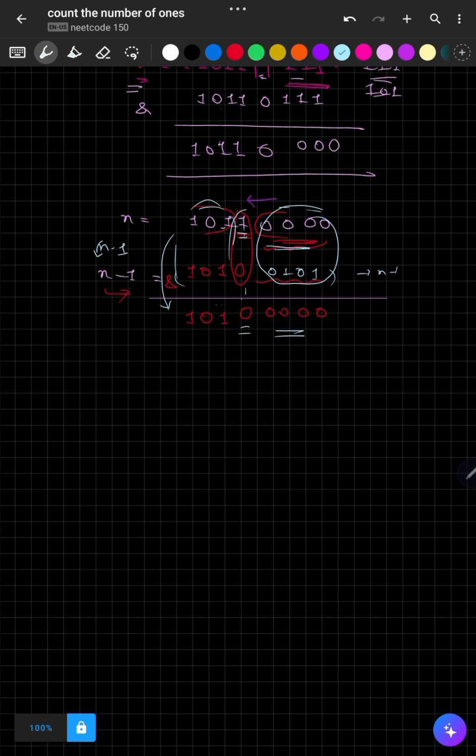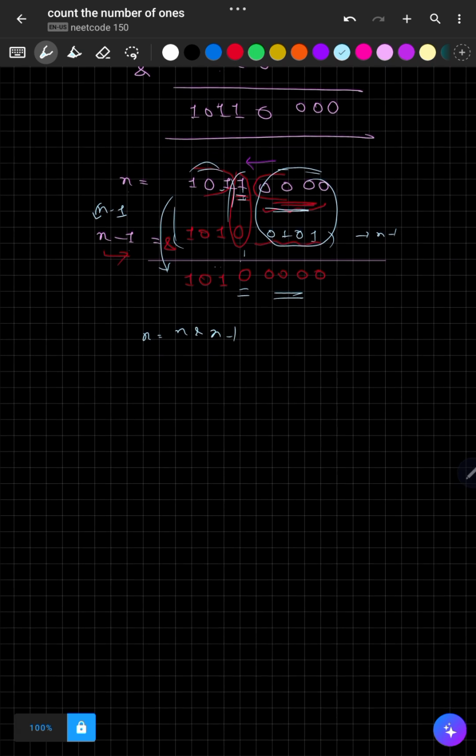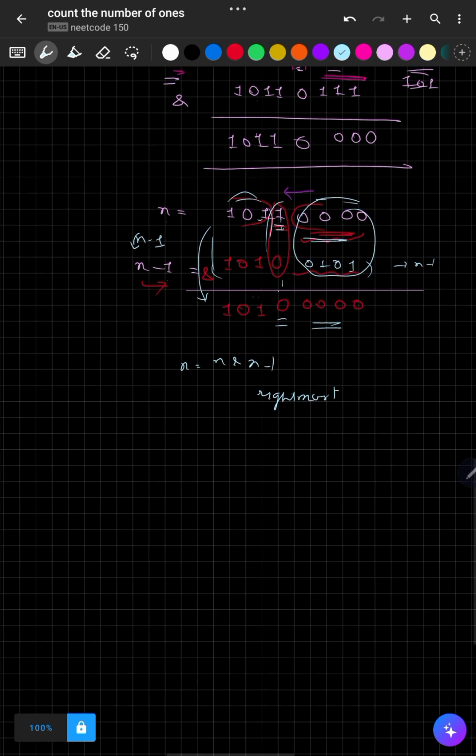So that's how each time you do n is equal to n AND n minus 1, the rightmost one will be eliminated, and so on. This loop runs only as many times as the number of ones present in the binary representation of n.